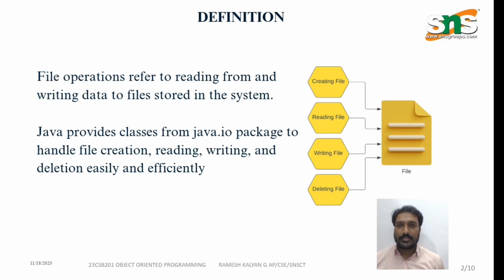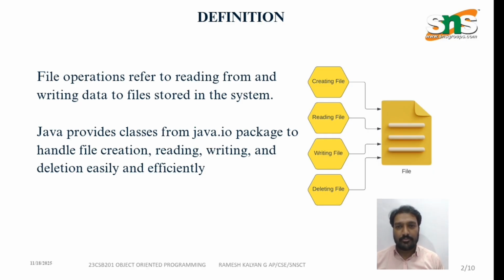So we could see in the diagram, the file has the following operations mentioned to the left of the file symbol. First one is creating a file, second one is reading a file, third one is writing a file, and fourth one is deleting a file. So these are some of the operations that are carried out in file operation.